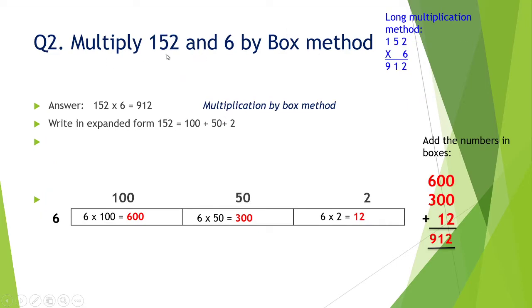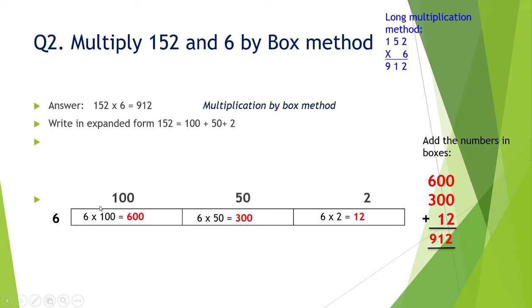Here our question is: multiply 152 and 6 by the box method. The first step is to write 152 in expanded form, and here I have written it. Next step, find the number of digits. In 152 we have 3 digits and in 6 we have 1 digit. So we have to draw a 3 by 1 box. Here you can see 3 columns and 1 row.